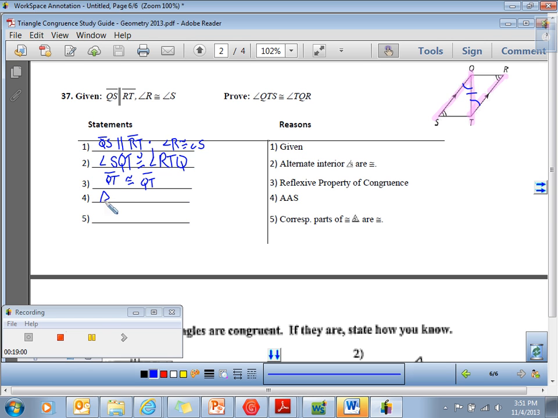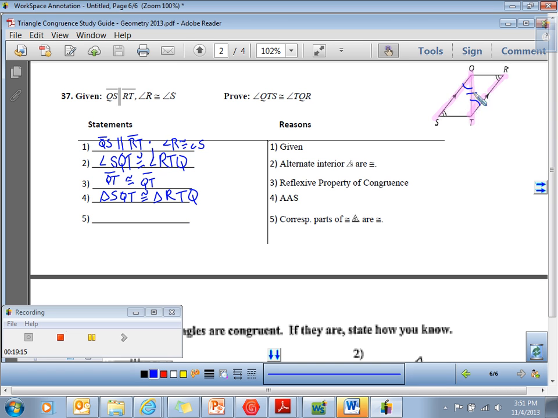Okay. Triangle SQT is congruent to triangle... So you have to make sure they're in the correct order. What corresponds to S in the other triangle? R. What corresponds to Q? T. And what corresponds to T? Q. By angle, angle, side. You see that? Angle, angle, side.